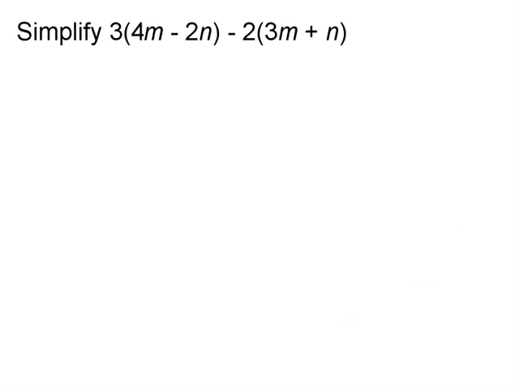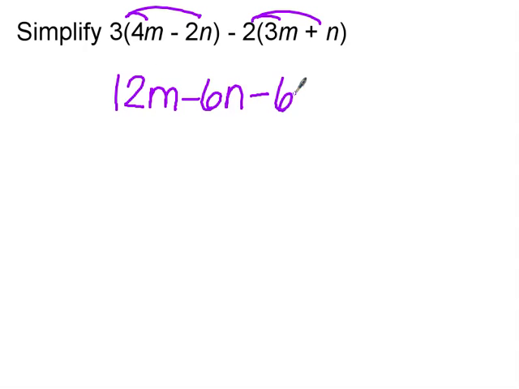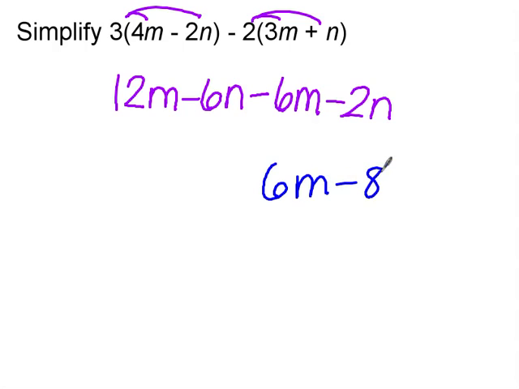All right, last thing, simplify. What do you do here? Distribute. So if I distribute, what do I get? Minus, you gotta make sure that's the negative. Like terms, what do you get? 6m minus 8n. Okay, so that's the last part of your homework.